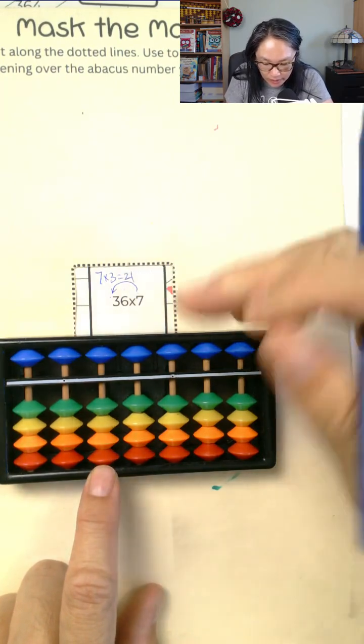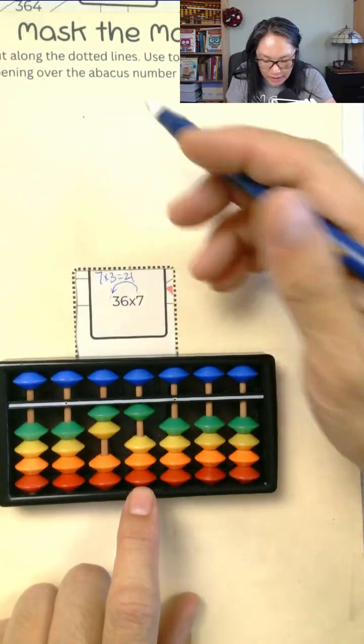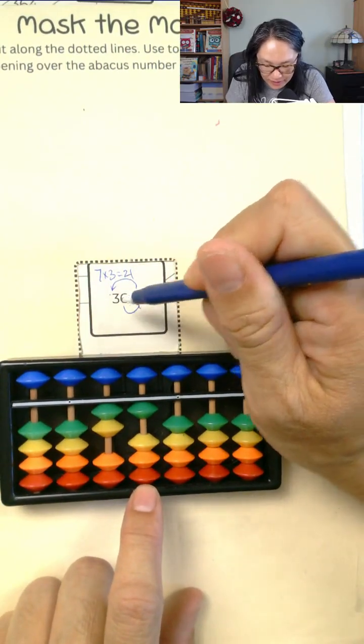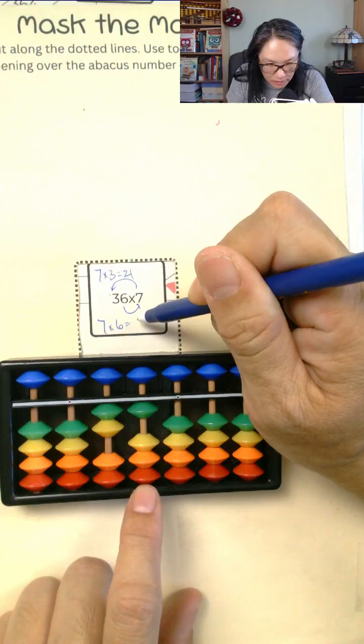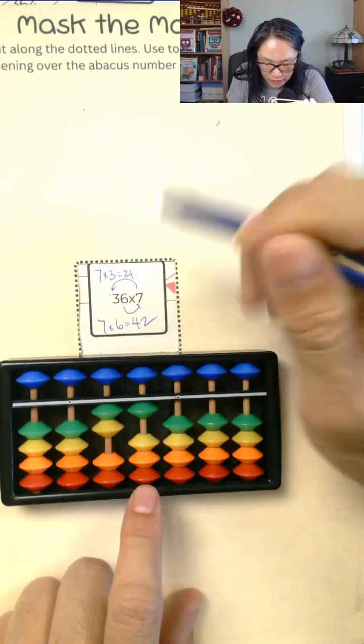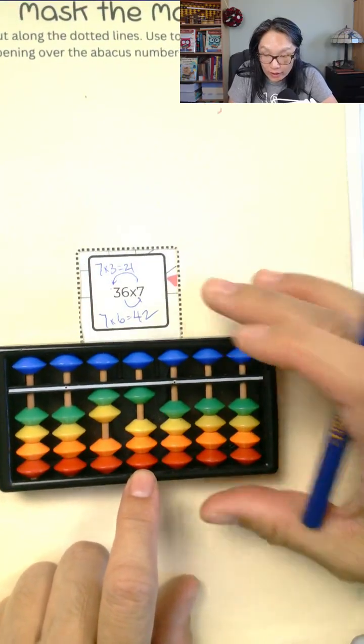Yes, 21. We had our 2, we had our 1. Now we're over here. Now we got to do it again. 7 times 6. We know this number. What is it, 42, right? 42. We had our 4, and we had our 2.